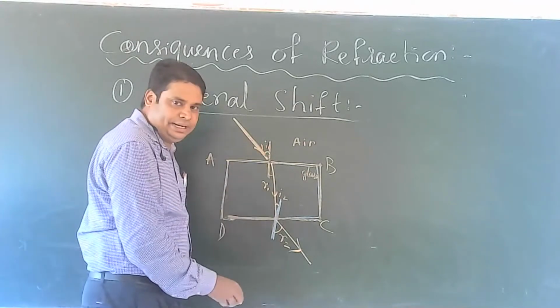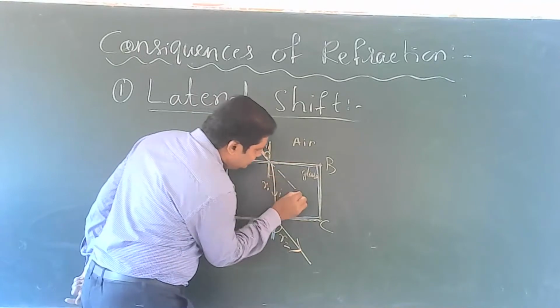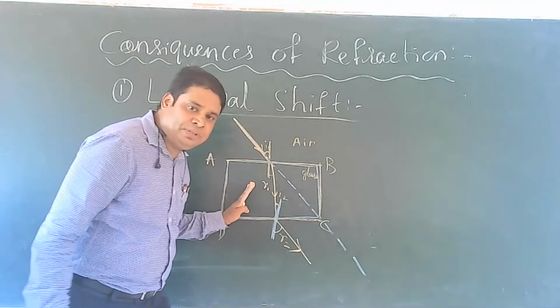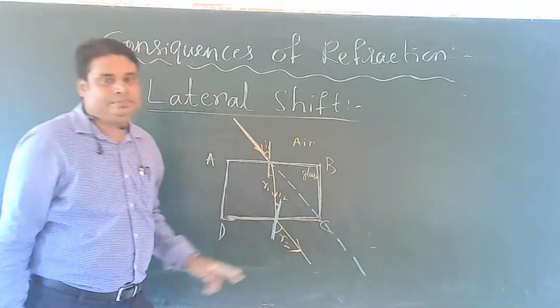Let me extend this incident ray. What do I get? In the absence of this glass slab, this would be the path of the incident ray.